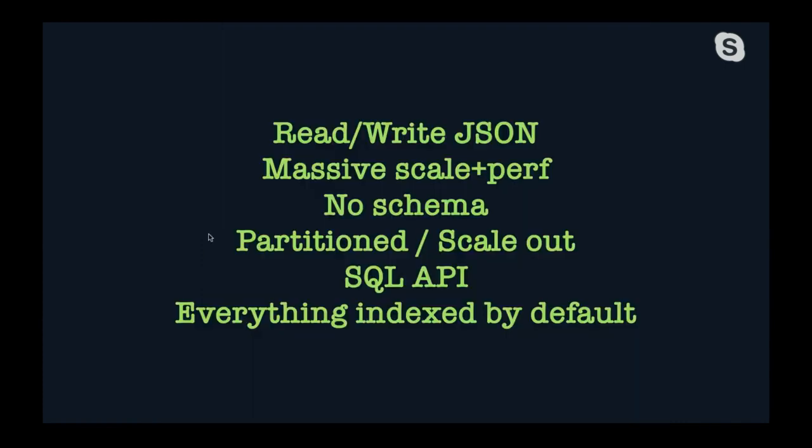Here are the important bits that I think matter as a developer. You read and write JSON. It's just a document database. It has massive scale and performance. No schema, so it's schemaless compared to a SQL database. This is going to be a little bit different. It's also partitioned, so it scales out. I'm going to get into partitioning in a little bit, but it has a system where your data can exist on different machines. It also has a SQL API, which is really cool. And everything is indexed by default, which is also a really neat feature and pretty unique to Cosmos.